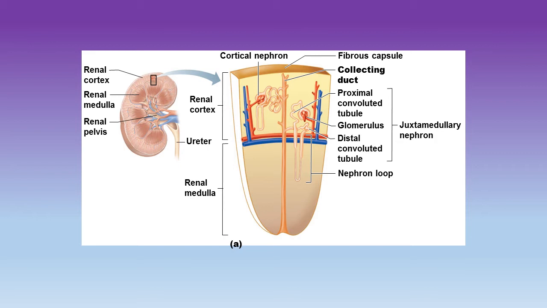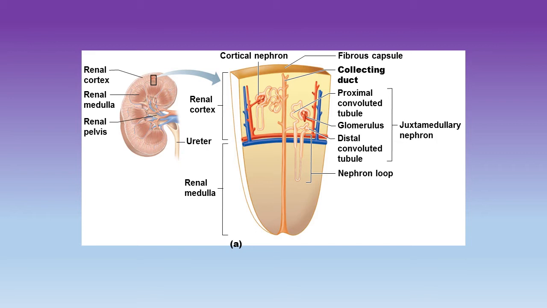On the cross-section of the kidney on the far left, it is showing, once again, the divisions: the outermost renal cortex, the renal medulla, and then the renal pelvis. These are the three main areas of the kidney. The nephron is the functional unit of the kidney, as I said previously.